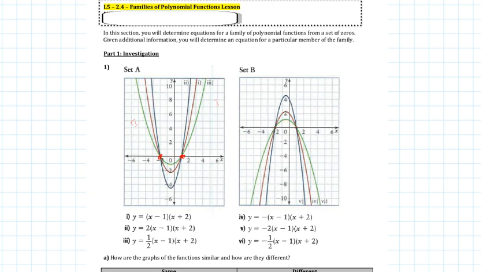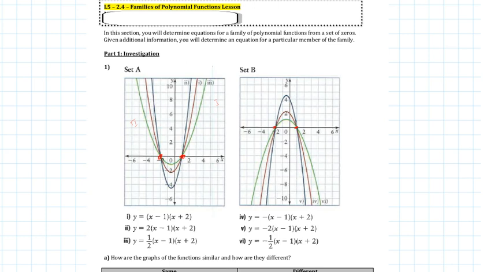Now that would be true for set B as well, right? For set B, they have the same x-intercepts and they have the same degree. Now, what would be different? If I look at this, I have different y-intercepts, and they have maybe different compression, right? You see that they're skinnier or wider.